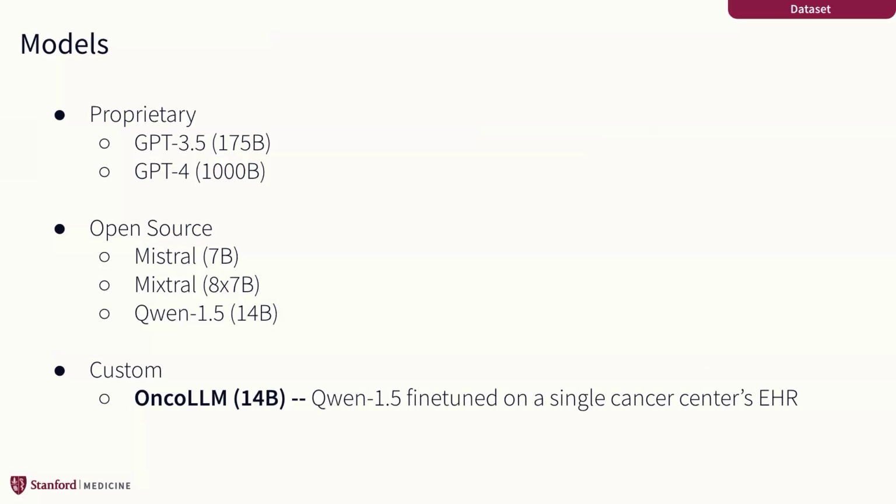In terms of the models we're going to look at, there are proprietary OpenAI models, GPT-3.5 and GPT-4, which they estimate to be around 1 trillion parameters. We're going to look at a few open source models, which I think are the same ones that we looked at as well. And then they're also going to look at a custom model called OncoLLM, which is a Qwen 1.5, 14 billion parameter model that they fine-tune on a cancer center's EHR. So this is the special-purpose fine-tuned model.